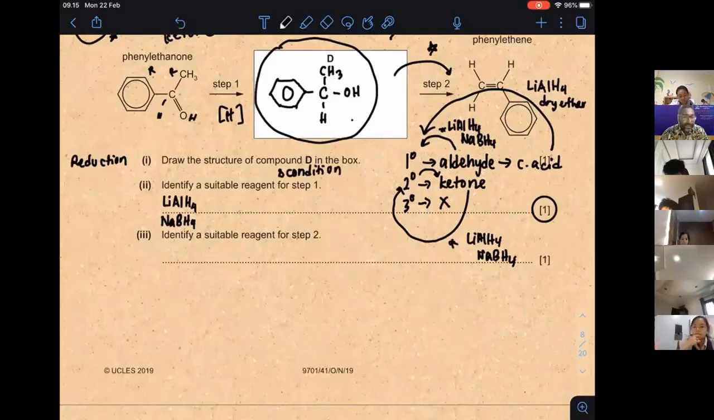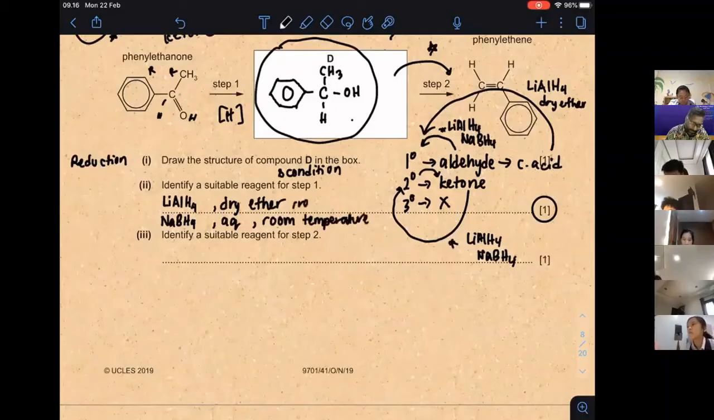In this case they didn't mention the condition. One of the reasons, most probably, is that students might miss out, especially for the NaBH4. So I think they decided not to ask about the condition. But if they ask for condition, LiAlH4 is in dry ether, and NaBH4 is going to be aqueous condition. It is going to be room temperature, and I think this one is also room temperature. Again, nothing will change over here.